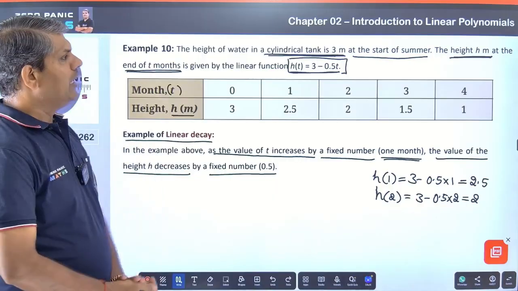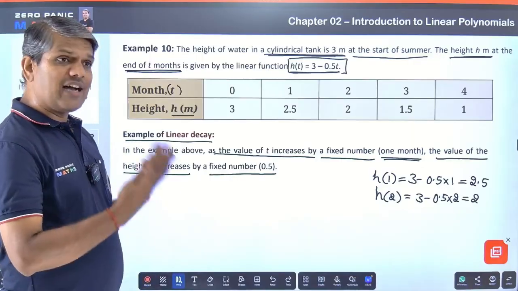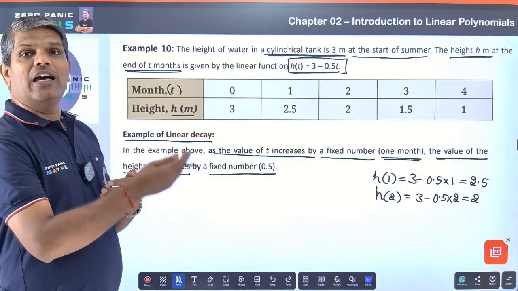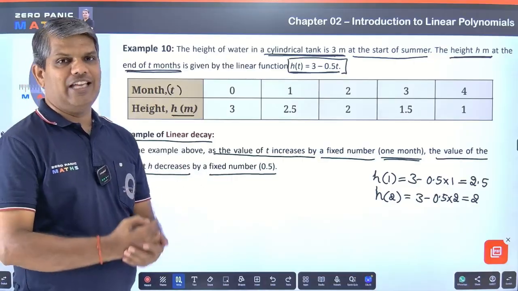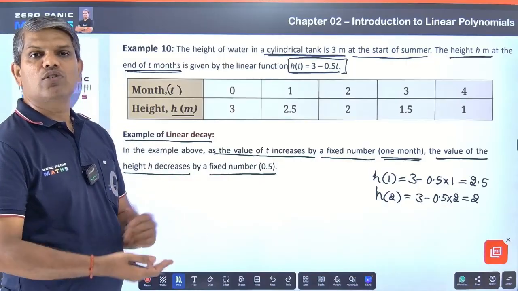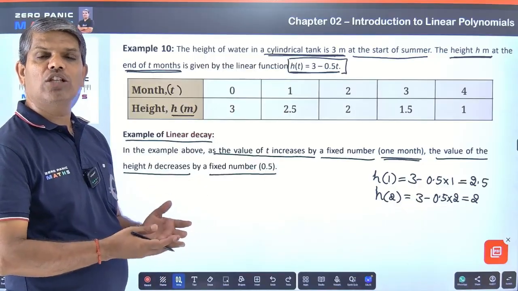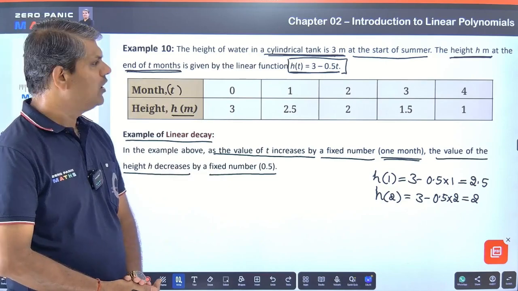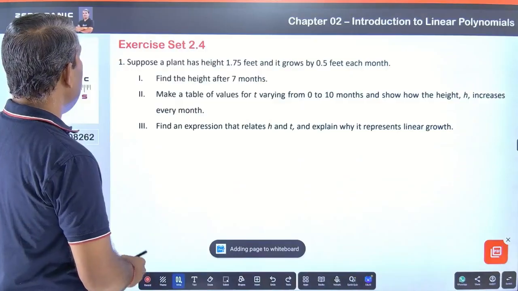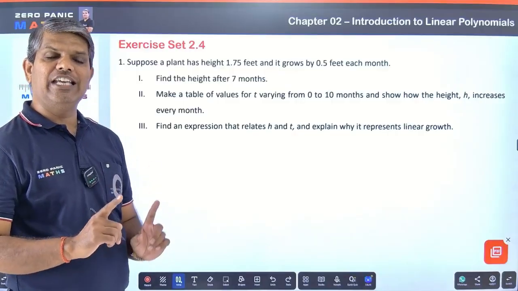In the next coming examples in exercise set 2.4, we are asked to find out whether the example is a linear growth or linear decay. Based on this characteristic of linear growth and decay, we need to solve those problems and identify whether they represent a linear growth or linear decay. Understood? Hope you understood this concept. Now let us quickly move to exercise set 2.4, which is based on linear growth and linear decay.